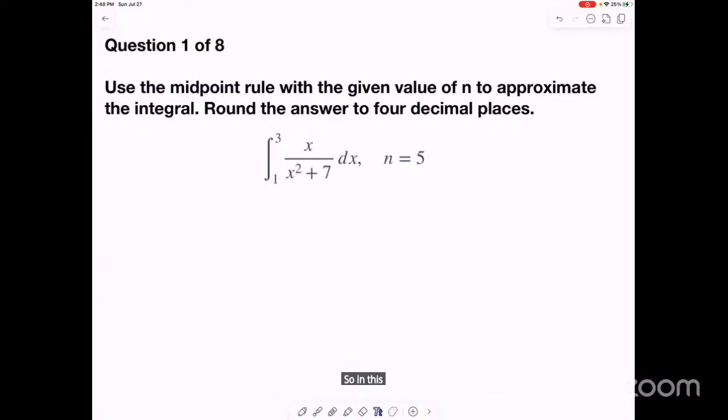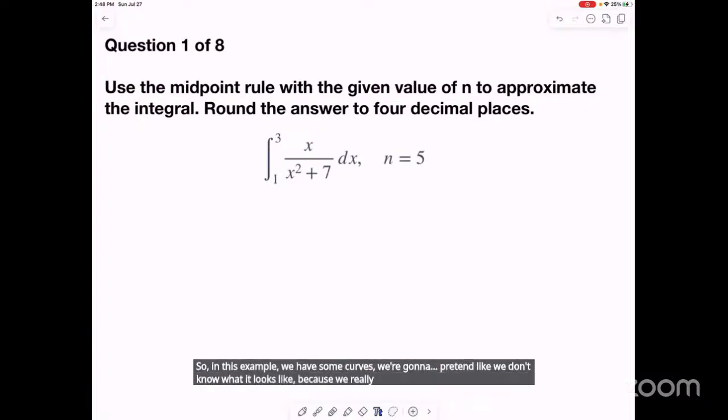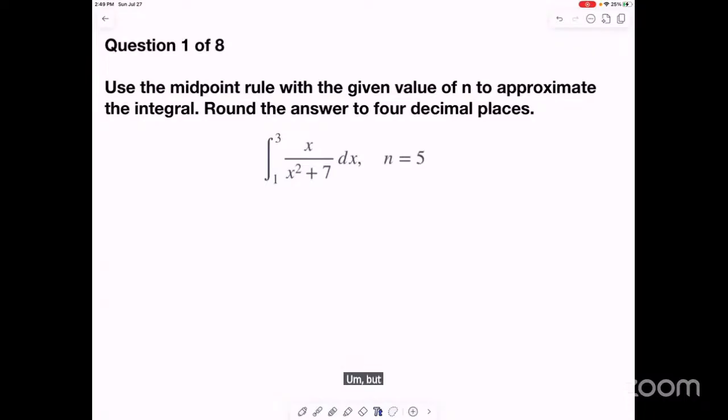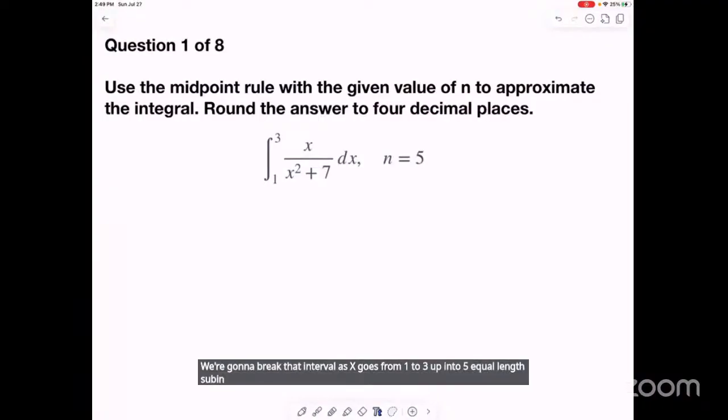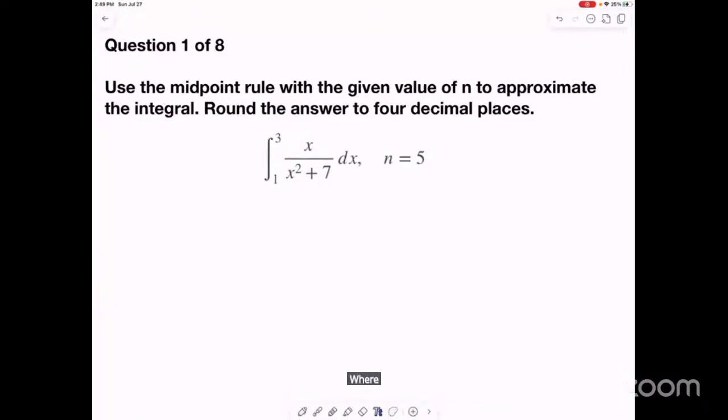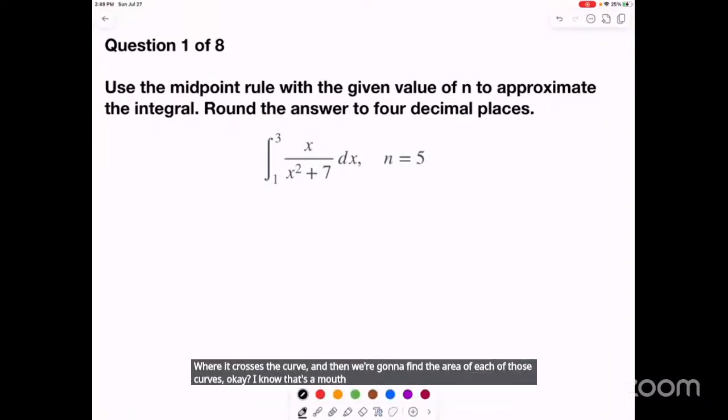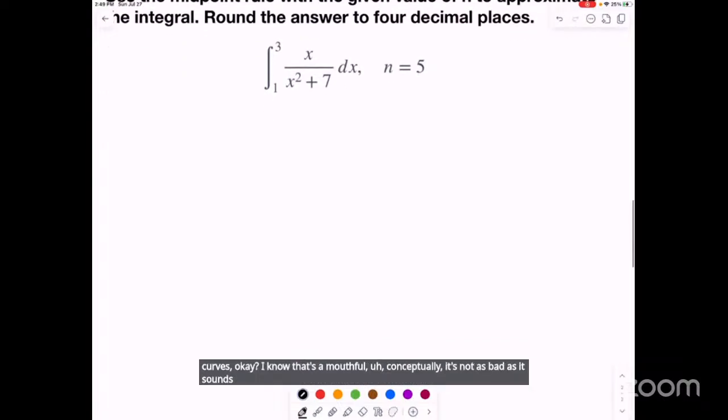So in this example, we have some curve. We're going to pretend like we don't know what it looks like, because we really don't without a calculator or something like that. But we're going to consider this curve as x goes from 1 to 3. We're going to break that interval up into five equal length subintervals. We're going to find the corresponding y for the midpoint of each subinterval, where it crosses the curve, and then we're going to find the area of each of those rectangles. I know that's a mouthful. Conceptually, it's not as bad as it sounds.